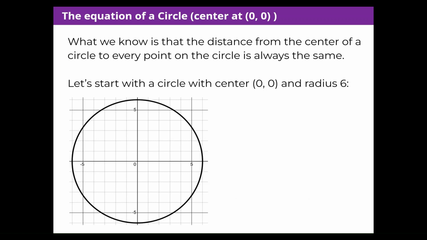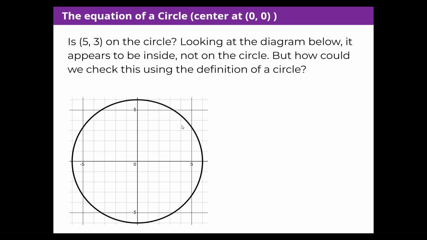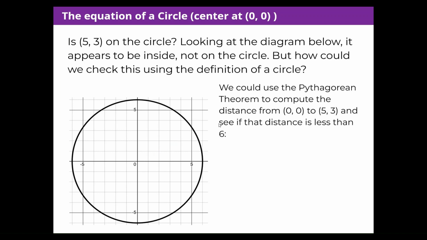So for our first example, let's start with a circle centered at the origin and with radius 6. Let's practice first. Let's look at the point 5, 3, right there. It looks like it's inside the circle, but let's check just in case. We know the circle has radius 6. We're going to use the Pythagorean theorem to compute the straight line distance from the center of the circle, which is at the origin, to the point 5, 3. Since it looks like that point is inside the circle, that distance should be less than 6. Let's check.